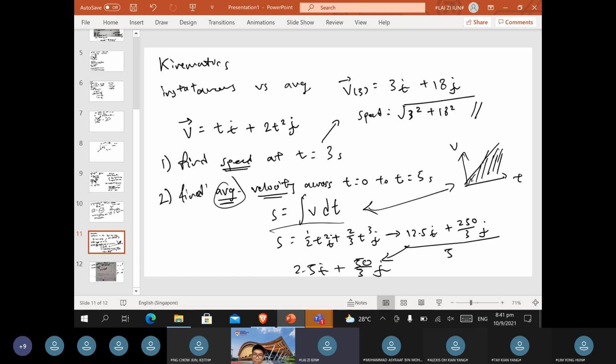Okay, if you can understand this, if you can follow along, the first part of kinematics should be no problem.